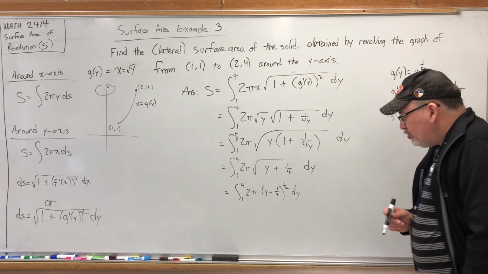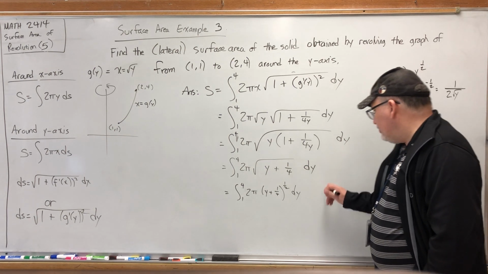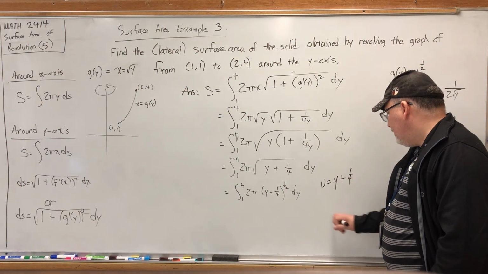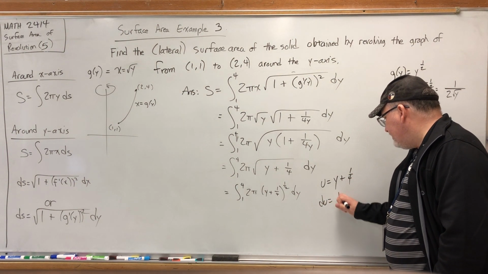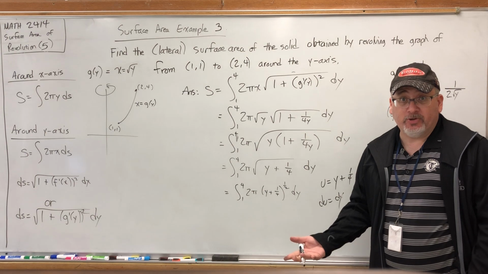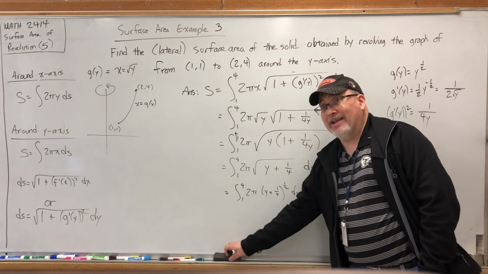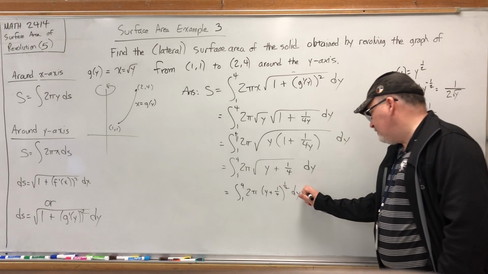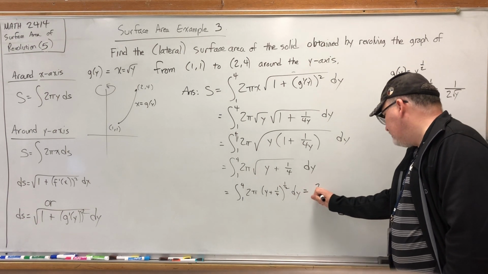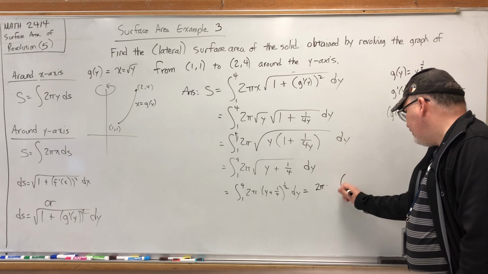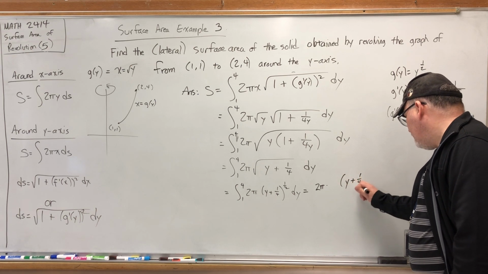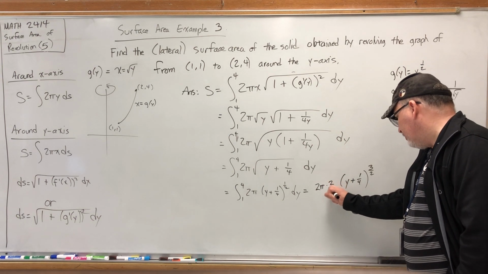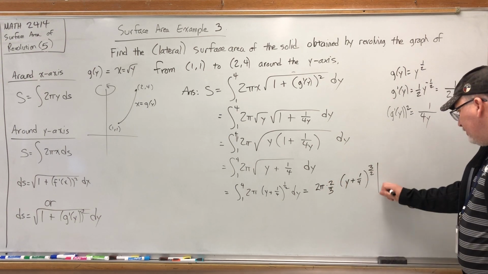Technically, you would do a substitution here, but I want to remind you that if you're going to do a substitution like u equals y plus 1/4, but du is just equal to dy, there's really no need to do the substitution because you don't have to worry about balancing out the du package. You can just straight up integrate using the rule that you would use. And that rule would be, there's the 2 pi, add 1 to the power, so we get 3/2, multiply times the reciprocal, which is 2/3, and this is being evaluated from 1 to 4.